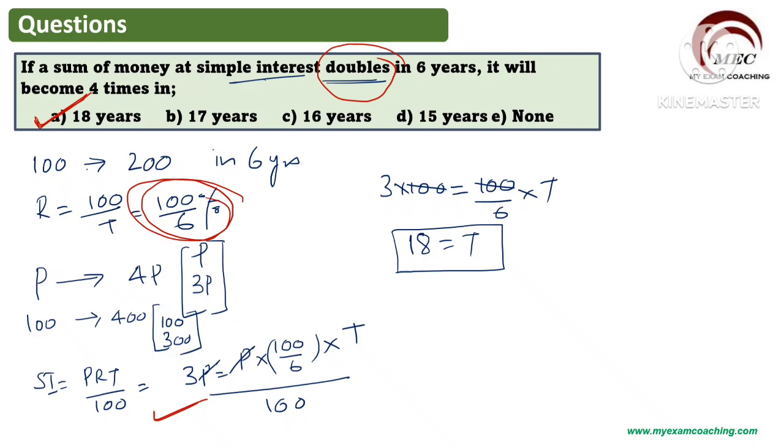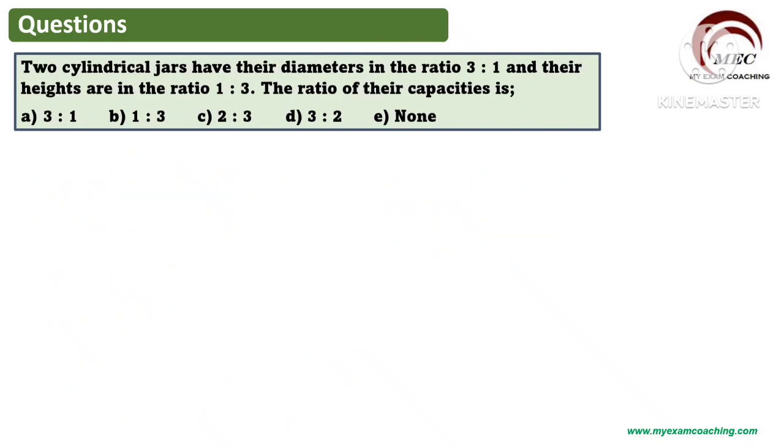Okay, so next question. This type of question is very important. Two cylindrical jars have their diameters in the ratio 3:1 and their heights in the ratio 1:3. The ratio of their capacity is? First of all, let us understand: suppose there is a cylinder like this. Here this is the height, and this is the diameter.